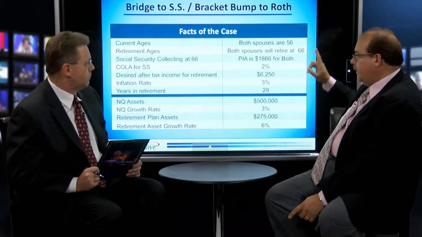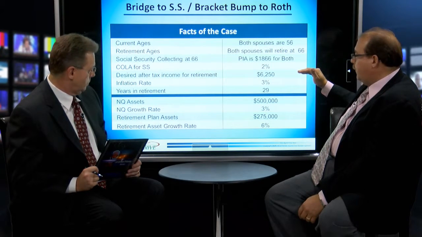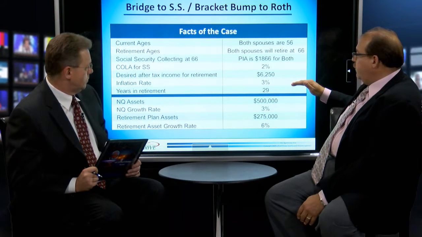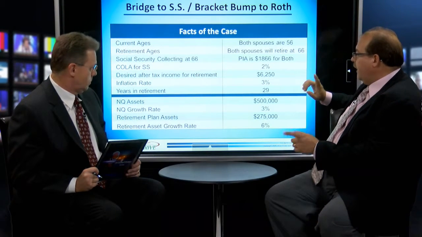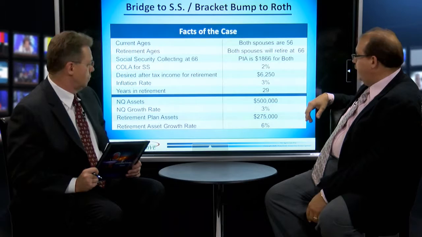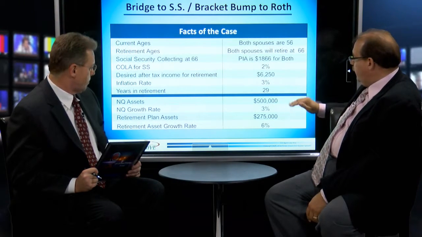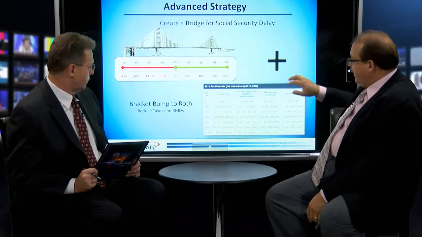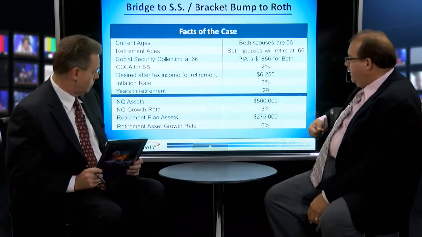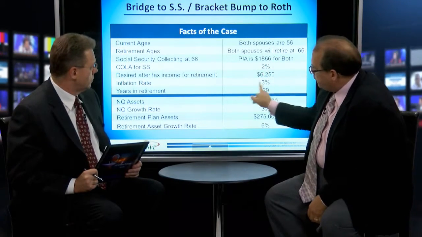So we've got to gross that up, given the tax specifications. We're going to actually do 1040s under the hood. We have an inflation assumption for that income need of 3%. And we're going to expect, based on the last surviving spouse, that this money's got to last for 29 years. We have non-qualified assets of $500,000. We're assuming a 3% growth rate on the non-qualified assets. We have $275,000 in retirement assets, and 6% is the growth rate we're assuming on those retirement assets.